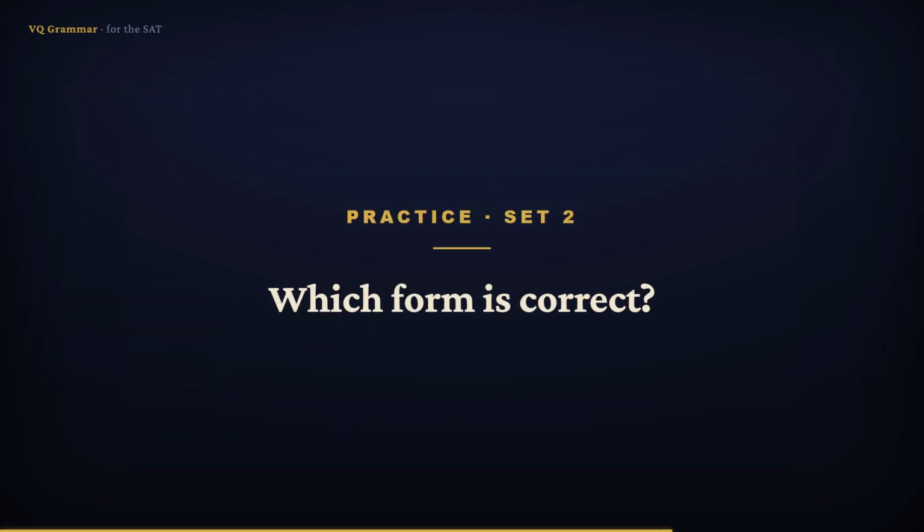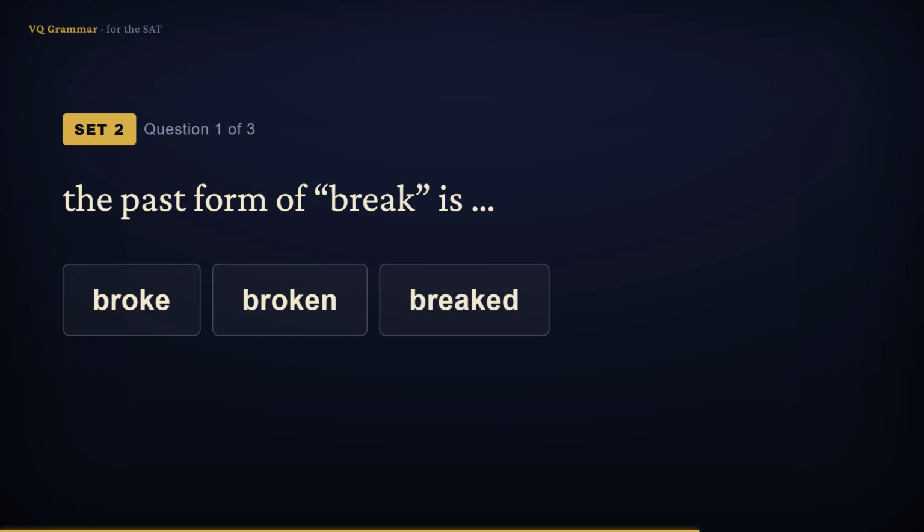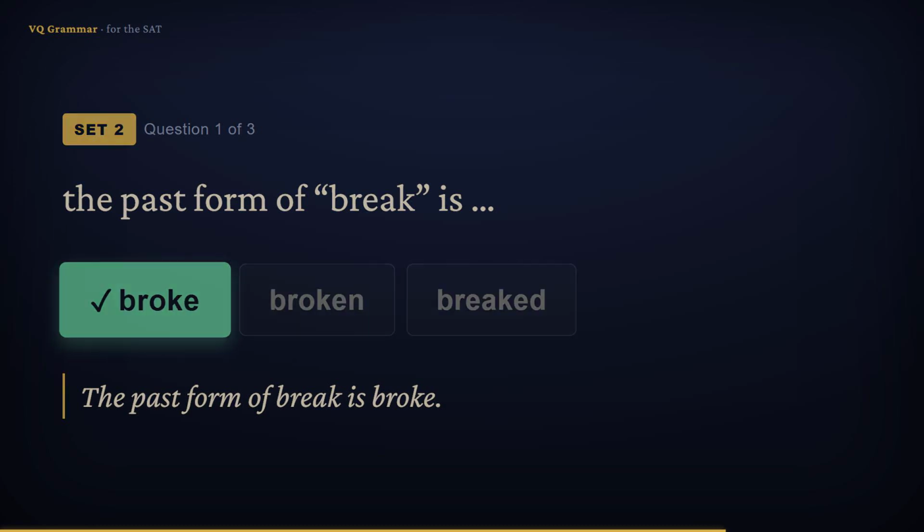Now pick the correct principal part of each verb. Remember, irregular forms don't take ed. Pause and try each. The past form of break. It's irregular, so not braked. The past form is broke. So the answer is broke.